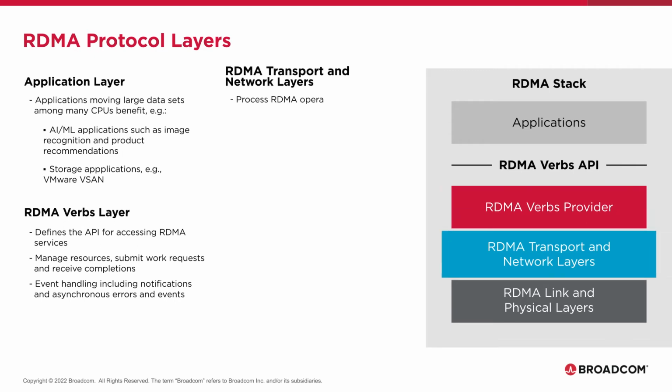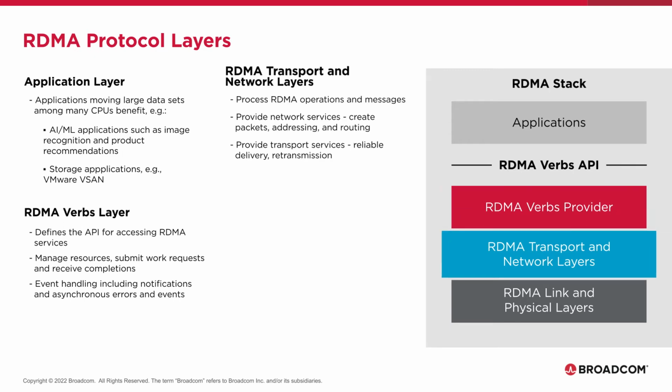Below the RDMA verbs layer are the RDMA transport and network layers. These layers are implemented inside the NIC hardware. The transport layer provides reliable delivery of data across applications, including packet retransmission for lost packets. The network layer provides network services such as packet creation, addressing, and routing.